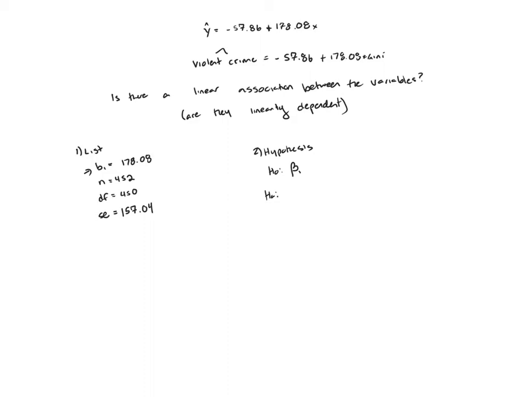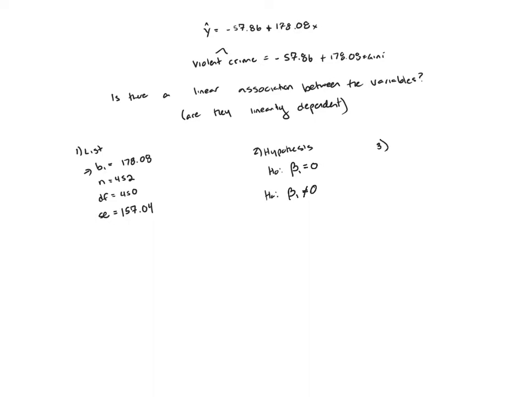Now, as we talked about in the introduction here, I'm going to assume beta 1 equals 0. When I make that assumption, it's assuming that the slope is 0, which means I have no linear association going on. That's not what I'm trying to prove, however. I'm trying to prove there is a linear association, that is, they're linearly dependent, which means I'm trying to prove that beta 1 is not equal to 0. There's something going on. The slope is not equal to 0. Step 3 is my calculations.